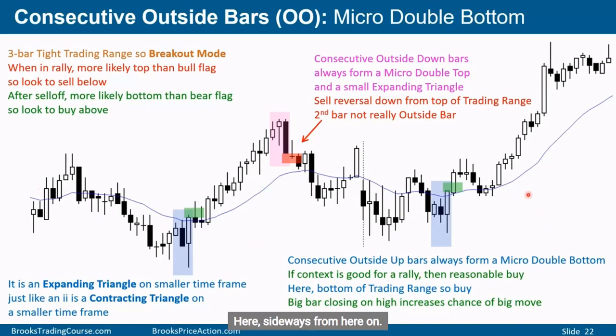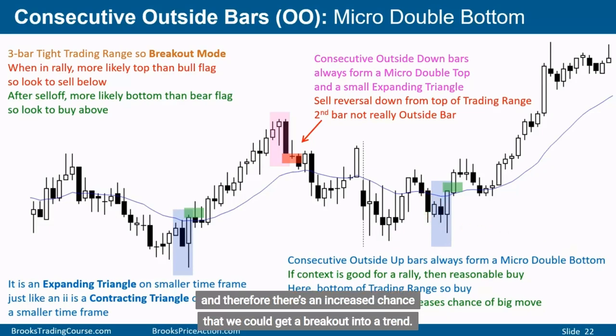Here, sideways from here on, here's today's open. It's a continuation of this trading range. Not great for stop entry trading, but we're getting bull bars closing near their highs here and here, decent sized bear bars. Those are trend types of bars, and therefore there's an increased chance that we could get a breakout into a trend.